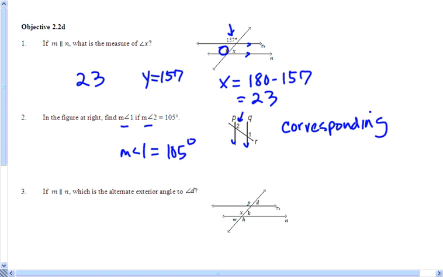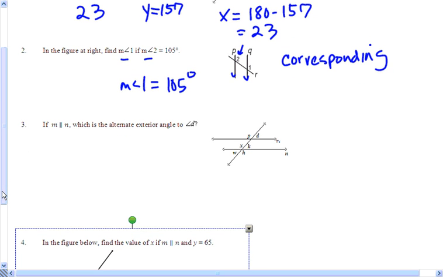In number 3 it says if M is parallel to N, which is the alternate exterior angle to angle D? Remember, this part out here and out here are the exterior, and alternate means the other side of the line. So we're going to go to the exterior, which would be either W or H right in here. But since D is on the right side of the line, W is on the alternate side of the line. So angle W.